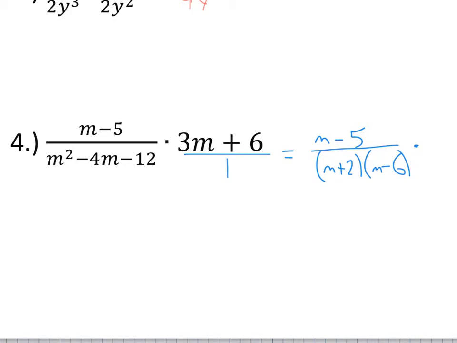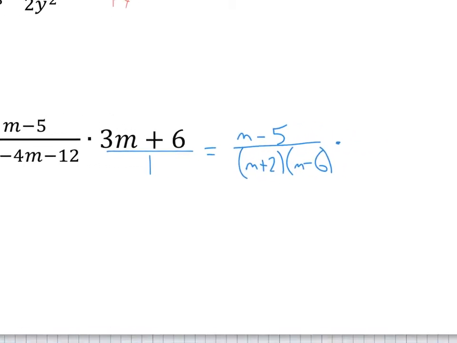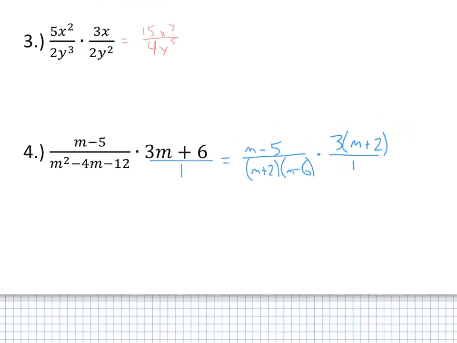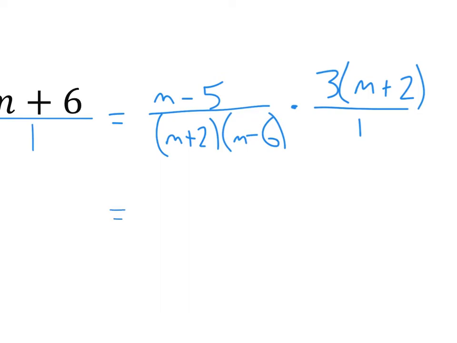Now, let's not forget about factoring the other side. The denominator of my other side is 1, but I need to factor that 3m plus 6. So, to do that, I can do this 3 times m plus 2. Well, then look at what's going on here. I've got m plus 2 down here in this denominator and up here in this numerator. So if I were to multiply this, I would get 3 times m minus 5, m plus 2, right?